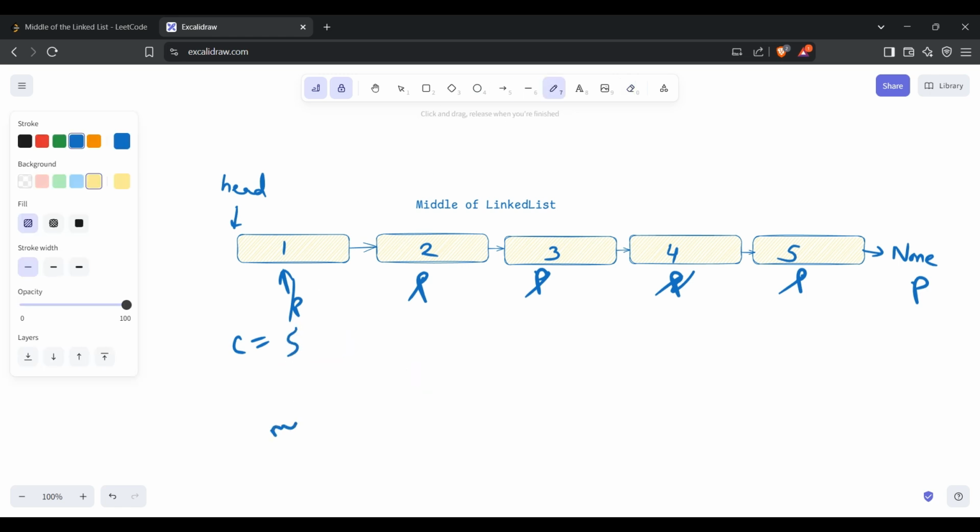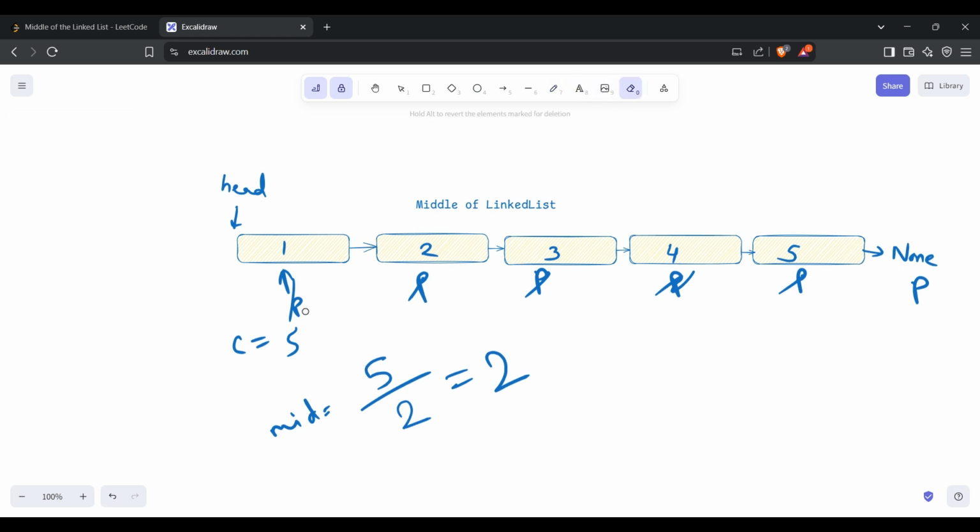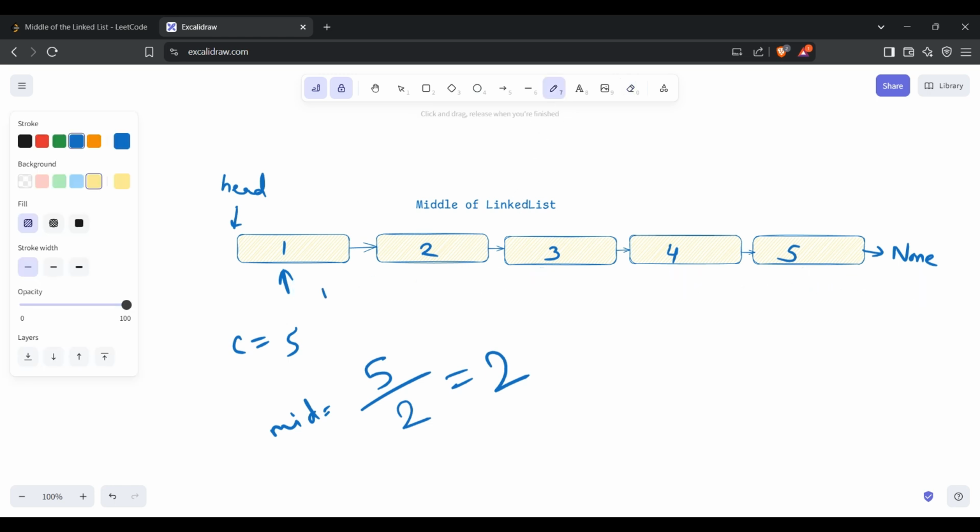Now to know the middle of the element, we will divide 5 by 2. Okay. If we divide 5 by 2, we will get 2 as output. Okay. And now what we are going to do is, we are going to put p back again at the head position. Okay. And move p two times from here. So p moves once and twice. Two times. One, two. Therefore p comes here and we return this element. Okay. This is how we reach the middle of the linked list in brute force approach.